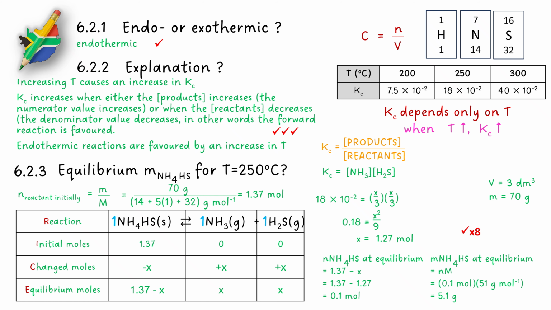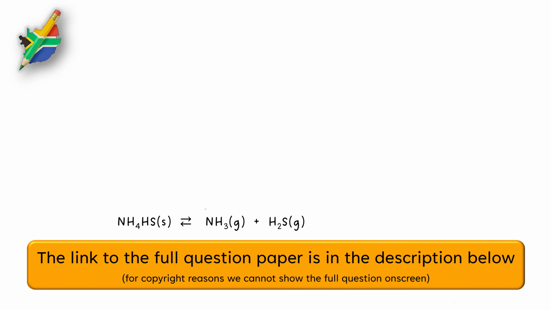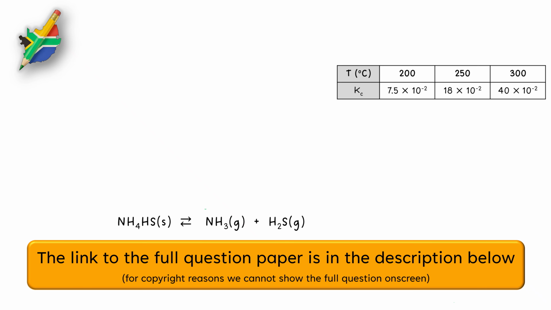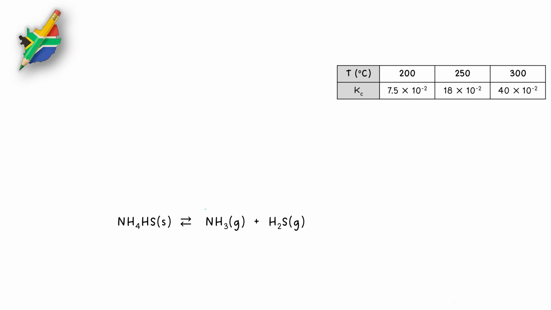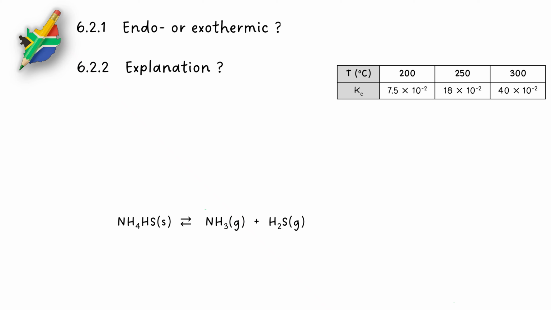Question 6.2. We are given this reaction at equilibrium, and we are given the equilibrium constant values at 3 different temperatures. First, we need to state whether the reaction is endo or exothermic. And in the next question, we need to give an explanation. Now, the equilibrium constant, Kc, is only dependent on temperature and changes according to the temperature.